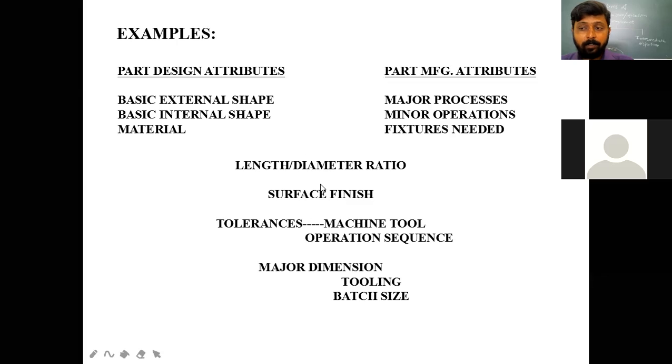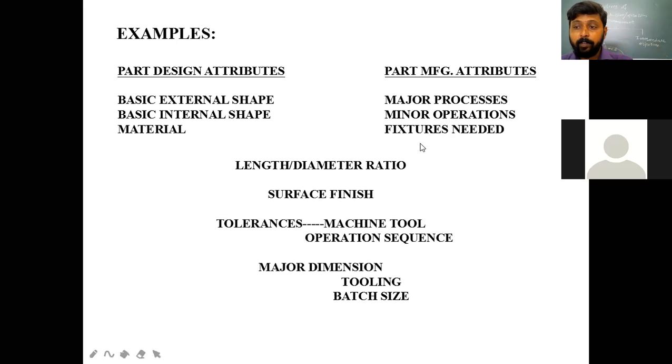What are the things that we must discuss in design attributes? See, the basic external shape of the object, the basic internal shape of the object, like is it having drilling or boring, or is it having internal threads. Then in design attributes, we have to see the materials also. Then length and diameter ratio is a part of design attributes. Tolerance is again a design attribute, and measured dimensions is again a design attribute.